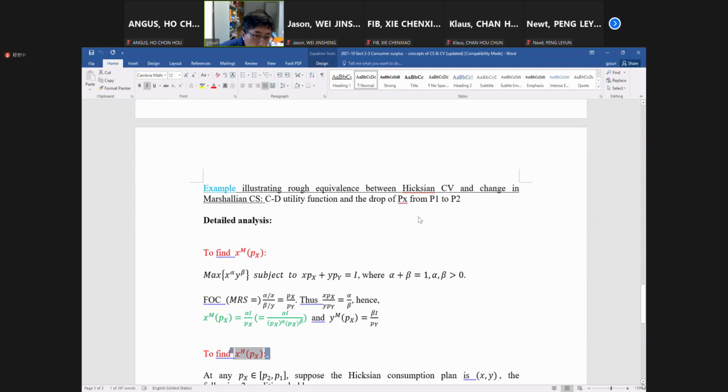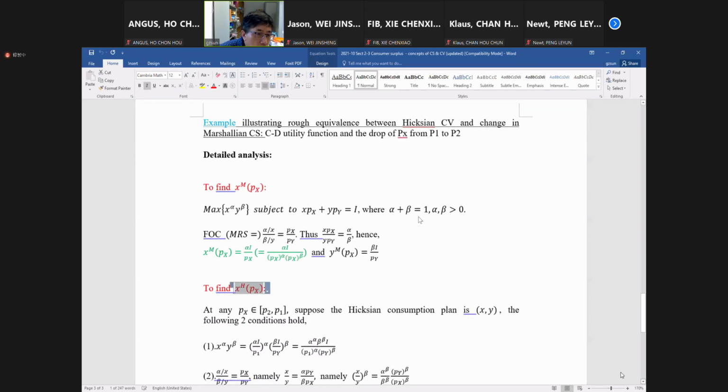So in terms of calculation or analysis, it's much easier to consider Marshallian demand, because for Marshallian demand we only focus on the total effect, and we don't need to break down the total effect into two parts. That will make our analysis much simpler and easier.